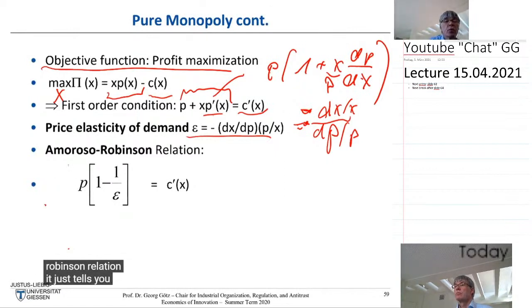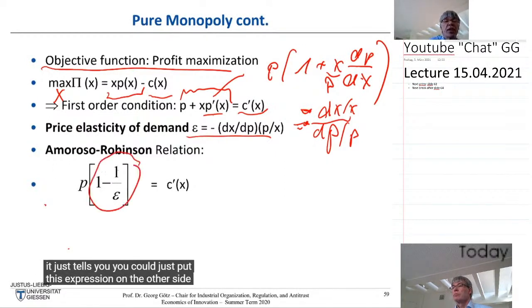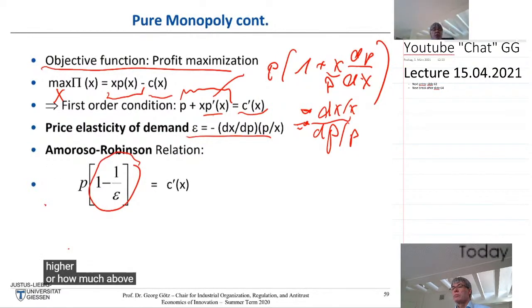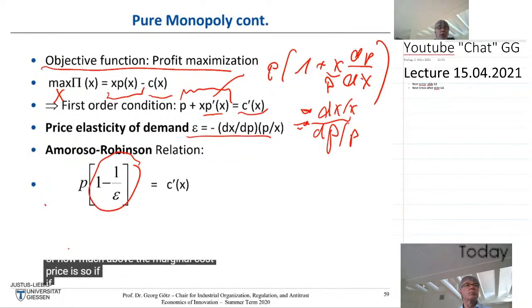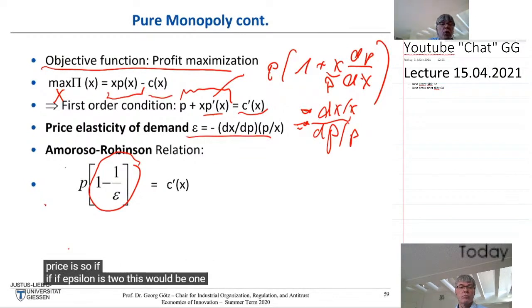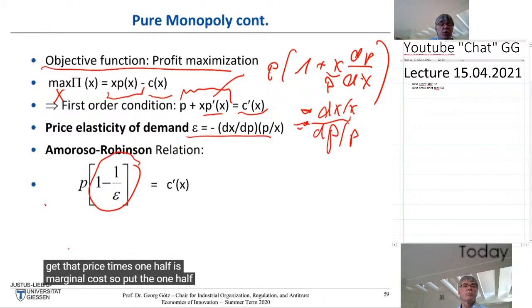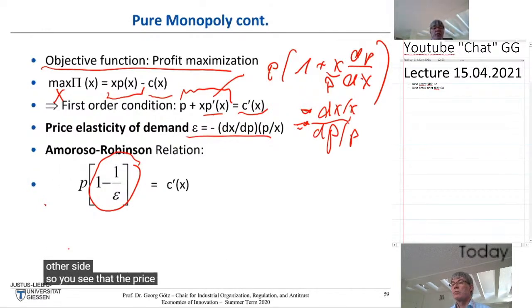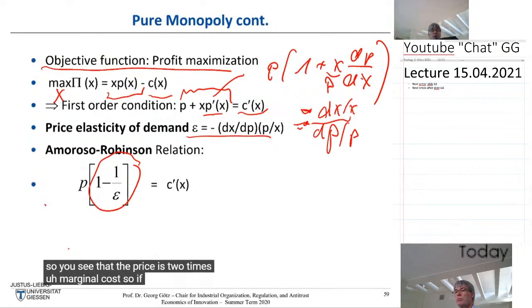It just tells you, you could just put this expression on the other side, then it would tell you by how much higher or how much above the marginal cost prices are. So if epsilon is 2, this would be 1/2. So you would get that price times 1/2 is marginal cost. So put the 1/2 on the other side. So you see that the price is 2 times marginal cost. So if you have marginal cost of 100, the price would be 200.